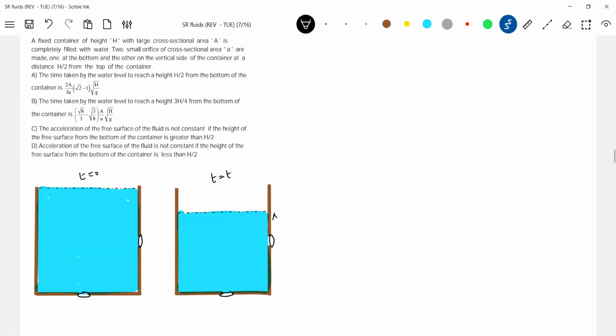Let me take this as h. Here velocity of efflux is v1. This is h by 2. Here velocity of efflux is v2. I'll measure h from the first hole. There's a level of liquid; let it be capital H. Okay, I think now you can get into writing the equation.